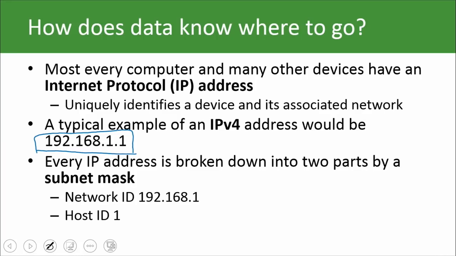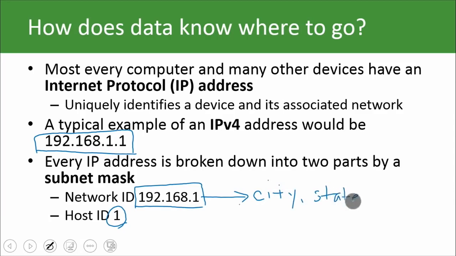And so we have a network ID portion, which is 192.168.1, and then the host ID, which is 1. This network ID, think of it as like city and state, I guess maybe your street name. And then we also have the host ID, which would be like your house number, right?